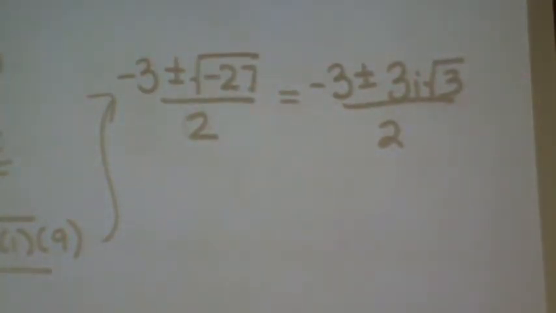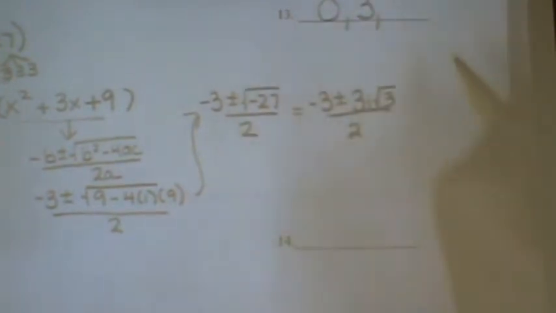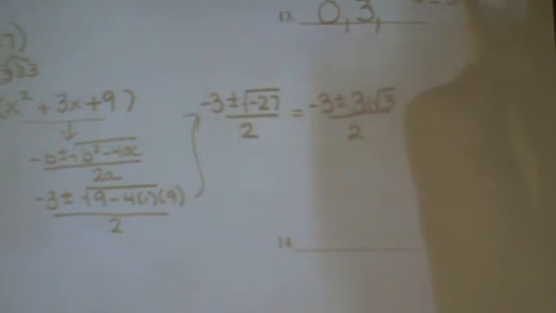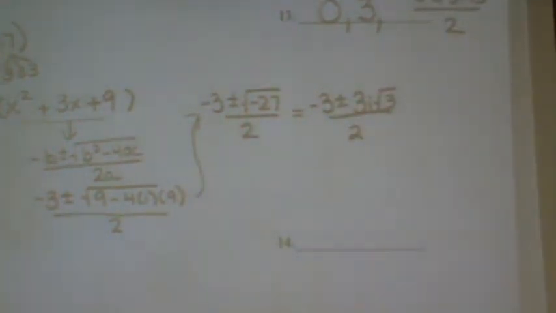So on your blank, you should have 0, 3, and -3 plus or minus 3i root 3 over 2. There's 4 answers. Questions? Okay, and then 14 was a repeat. There won't be a repeat. Next.